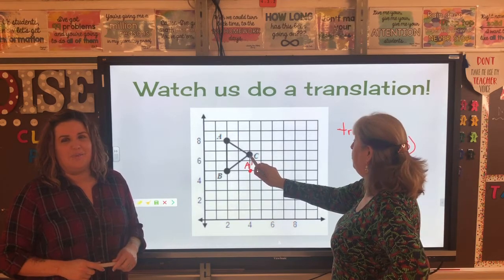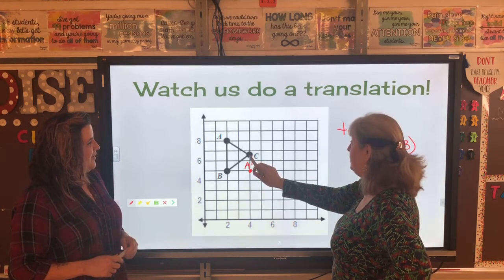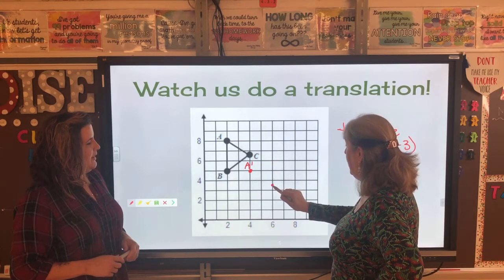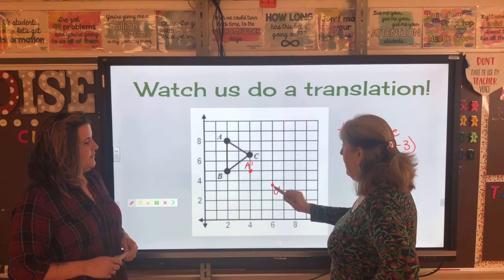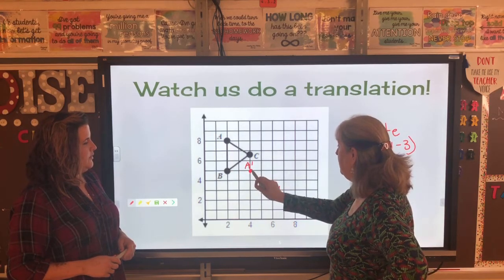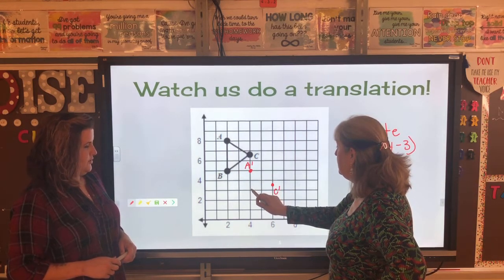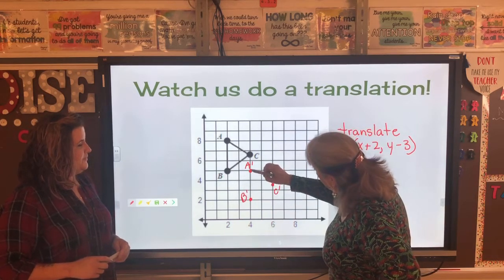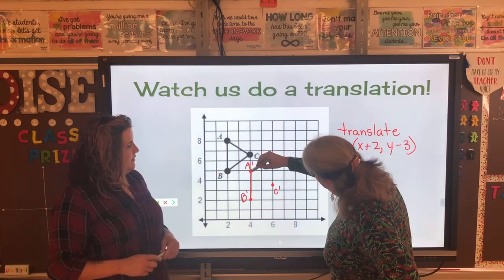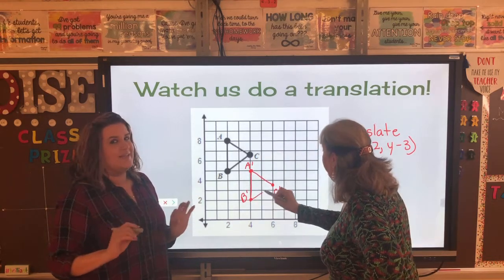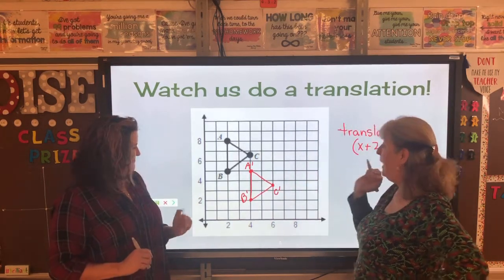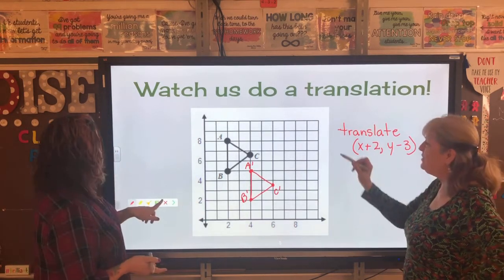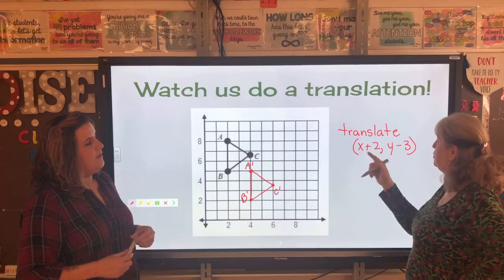This C is in the middle, but I can still do it. 1, 2, 1, 2, 3. There's C prime. And B is 1, 2, 1, 2, 3. B prime. When I'm all done, it should be an identical, congruent shape in a different position on the grid. This one ends up being diagonal because you did 2 movements.